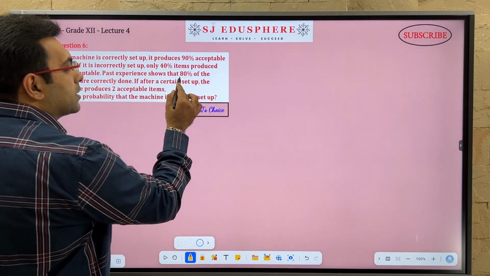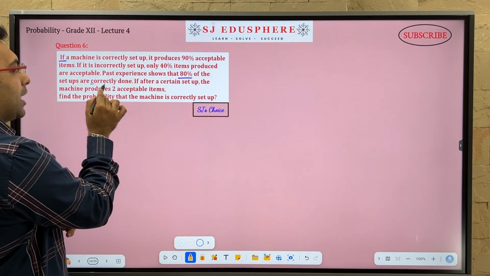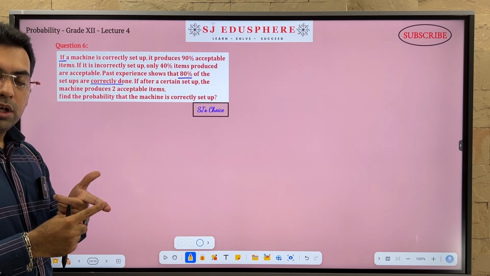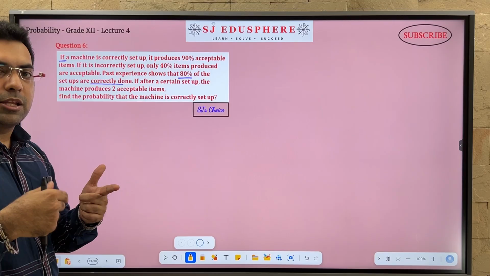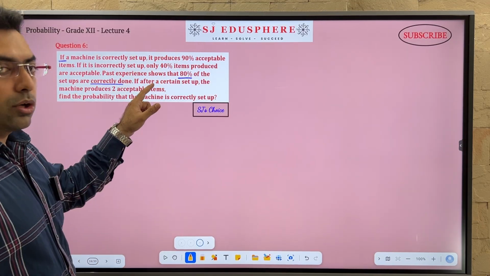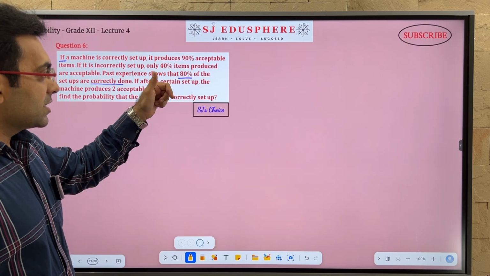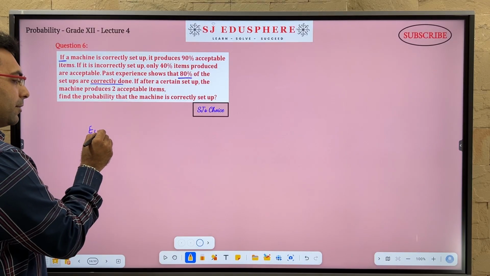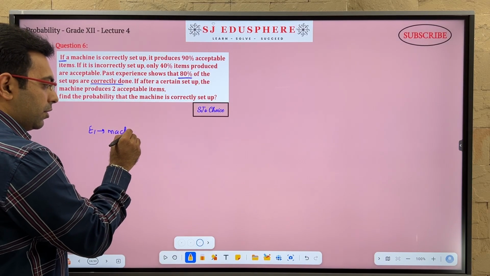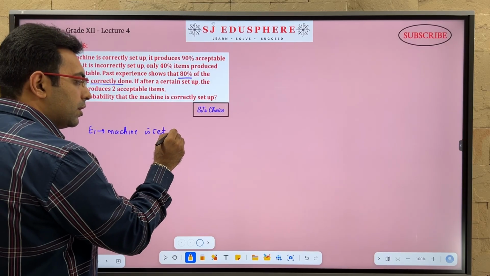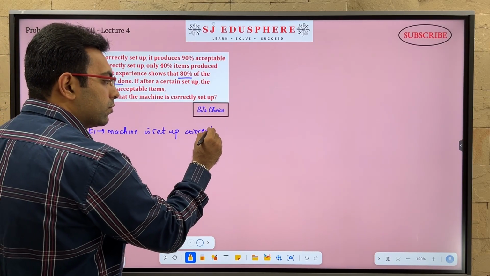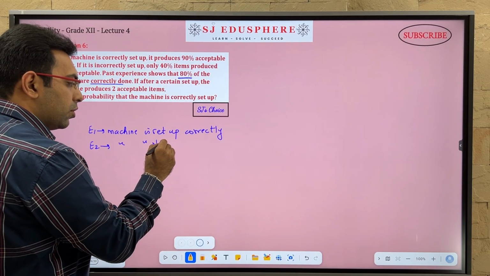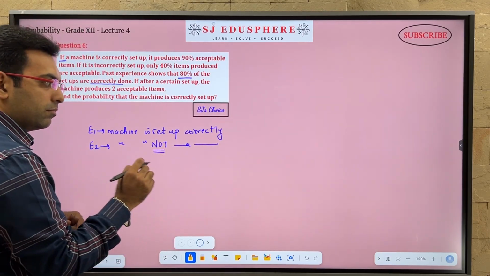Past experience shows 80% of the setups are correctly done. Pause. What can happen? Either you set up correctly or you don't. Your step number one is the setup and then the production starts. Does 90 and 40 add to 100? No. But 80, if it is correctly set up, 20% is a wrong setup. So can I say E1 machine is set up correctly and E2 machine is not set up correctly? Okay.